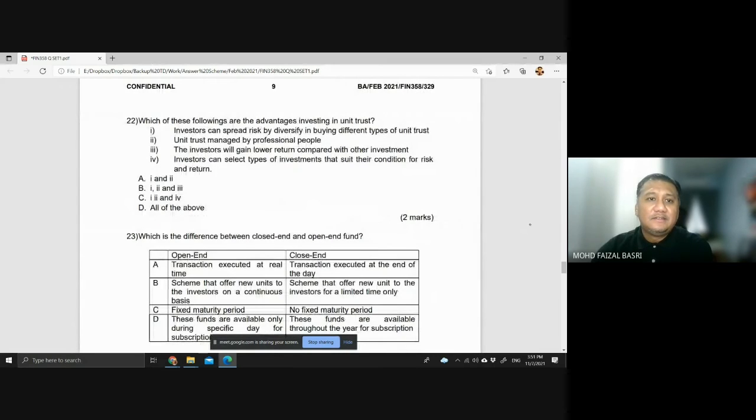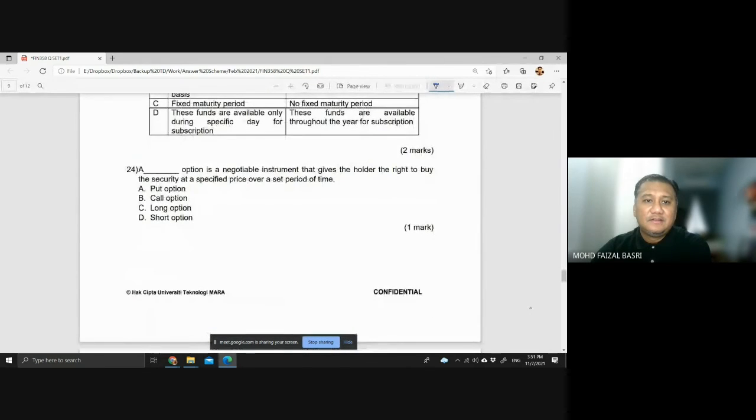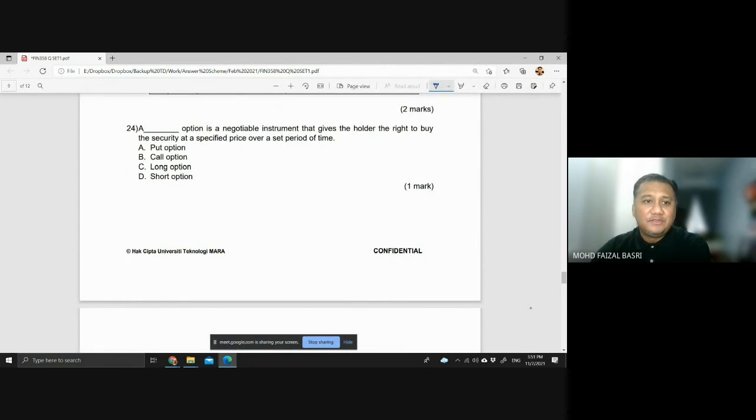Okay. Ni semua soalan unit trust. So ada soalan option juga. Okay, ni very straightforward. Dengan syarat you nampak ada keyword. A, what option is a negotiable instrument that give holder the right to buy the security at a specified price over a set period of time. Letak 4 walaupun call or put.